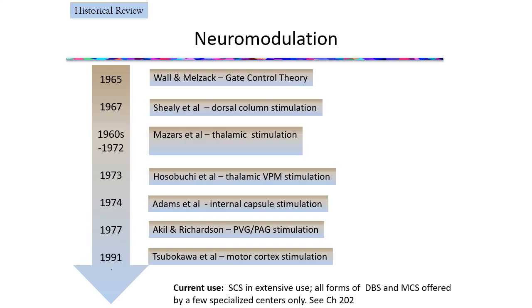Later, the same year, in 1967, Shealy and co-workers performed the first trial of spinal dorsal column stimulation in a patient with pain due to metastatic lung cancer, and succeeded in inducing paresthesia that corresponded to pain localization with subsequent pain relief. This study set off extensive research on the mechanisms of spinal cord stimulation and development of spinal cord stimulation systems with different stimulation outputs, as discussed in chapter 203 of this textbook.